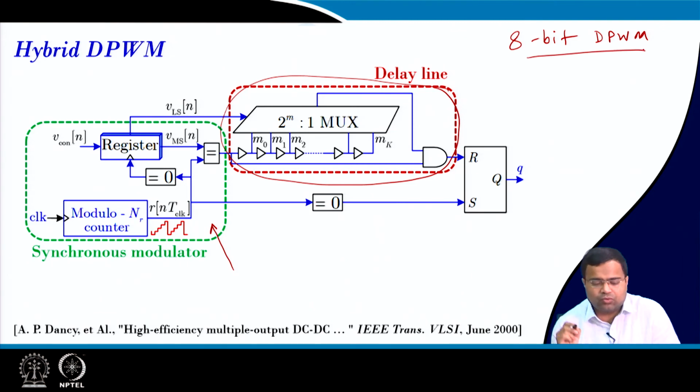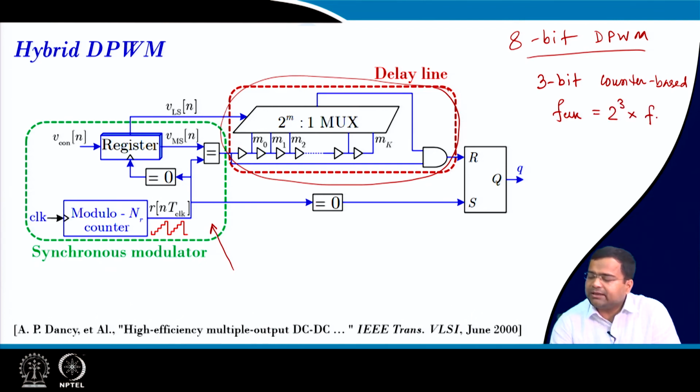So, what we can do, let us say we use a 3-bit counter base. That means the clock frequency requirement will be 2 to the power 3 times FSW, and we are using the remaining 5 bits for my delay line.